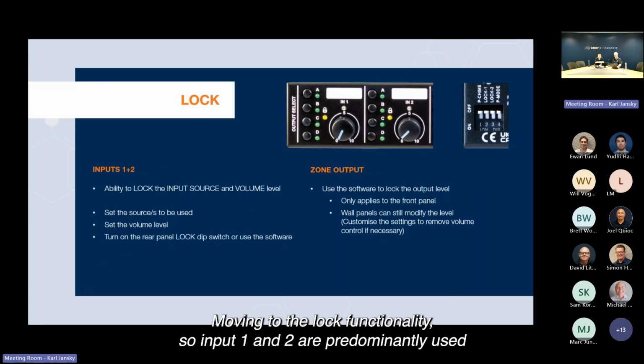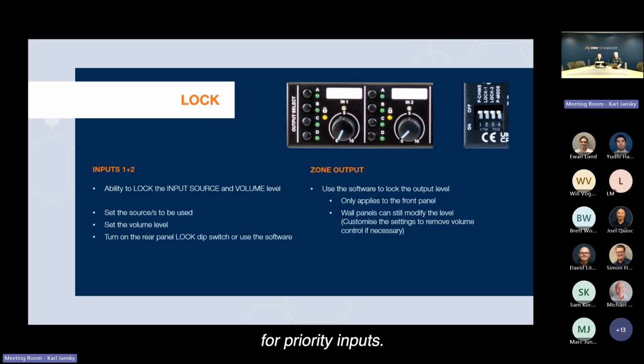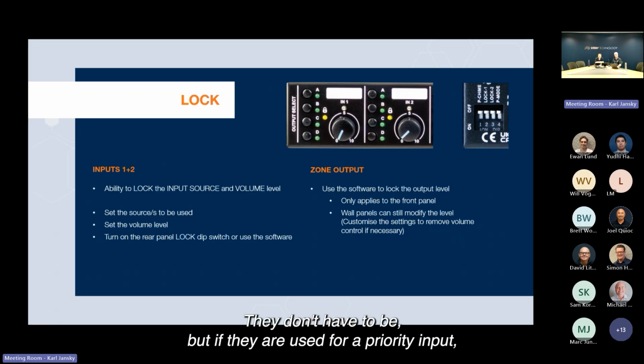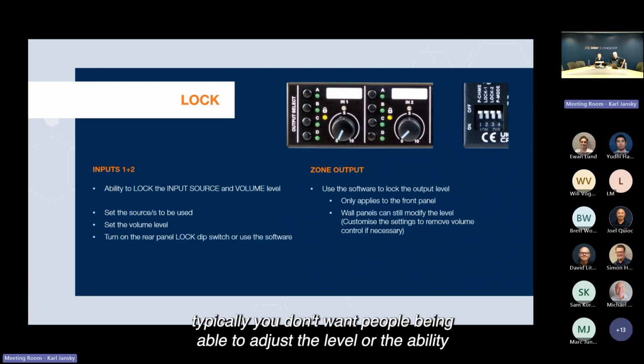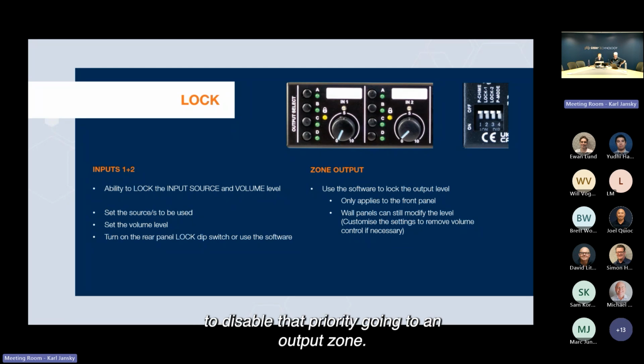Moving to the lock functionality. Inputs 1 and 2 are predominantly used for priority inputs. They don't have to be, but if they are used for priority inputs, typically you don't want people being able to adjust the level or disable that priority going to an output zone. That is why this lock feature exists within the product.